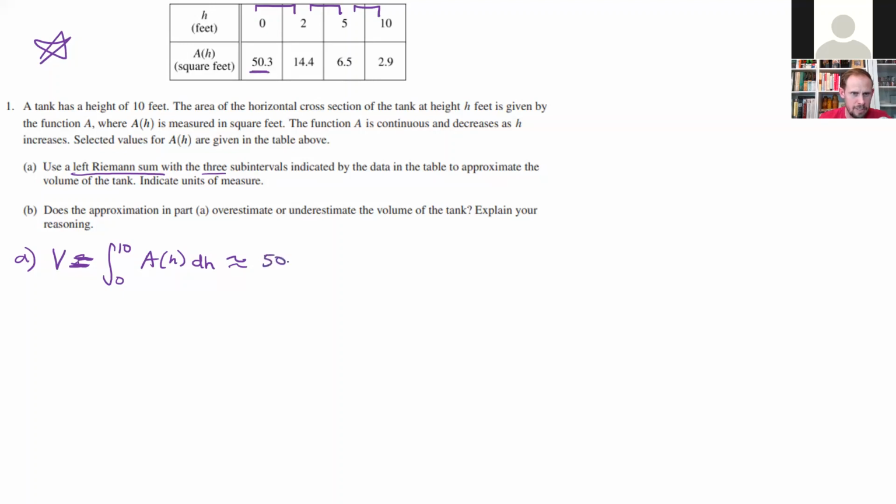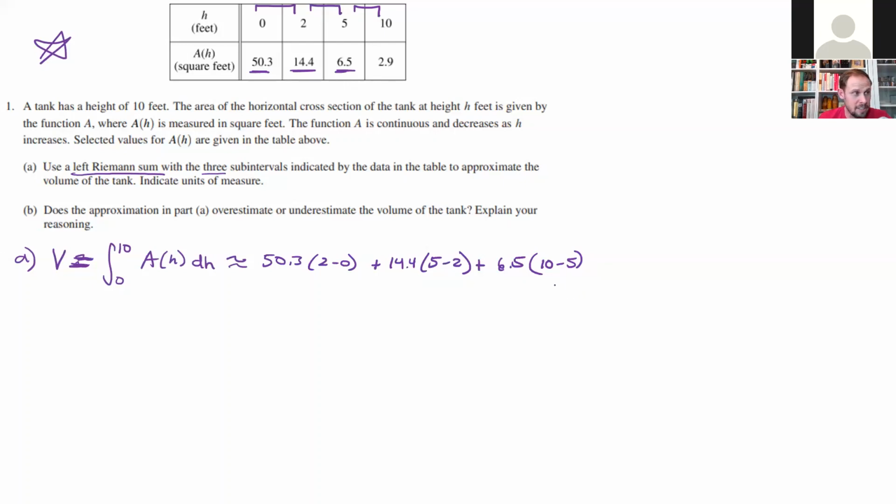So it's 50.3 times the length of this interval, 2 minus 0. The next height is going to be 14.4 times the length of this interval, which is 5 minus 2. The next height is going to be 6.5 times the length of this interval, 10 minus 5.